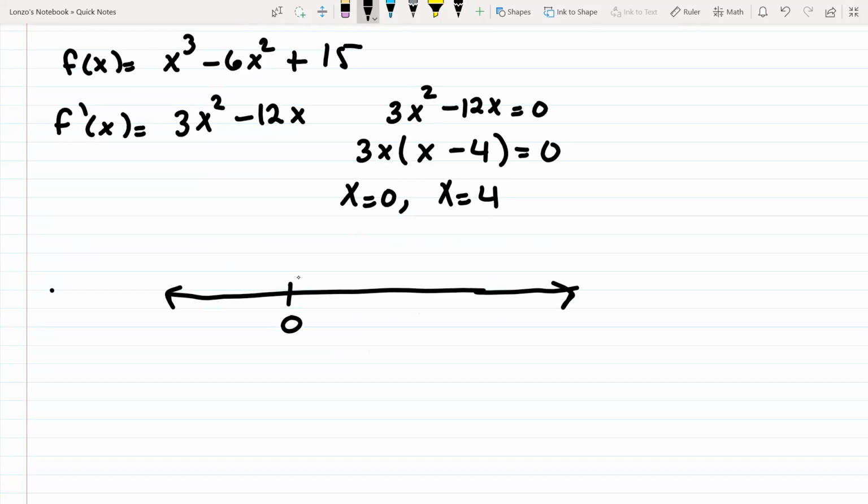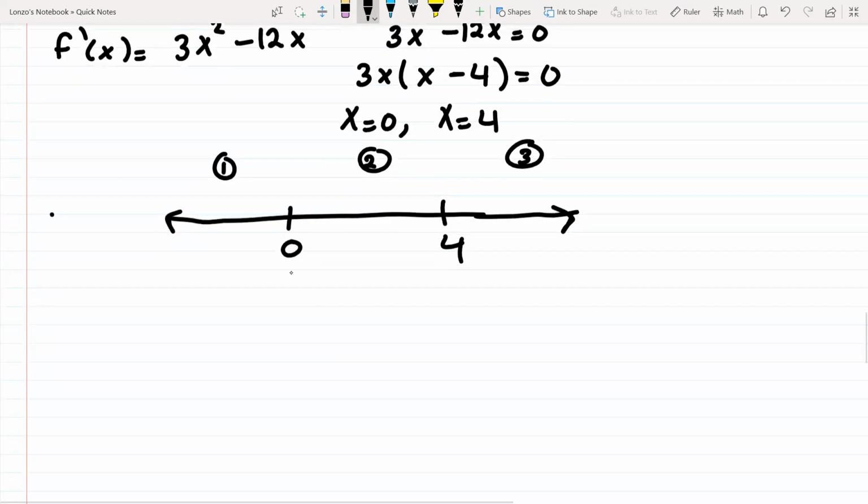Here's 0, here's 4. Now we're going to apply the test point method. So we have 3 different intervals we have to test. Boundary 1: a number less than 0. Boundary 2: a number between 0 and 4. Boundary 3: a number greater than 4.